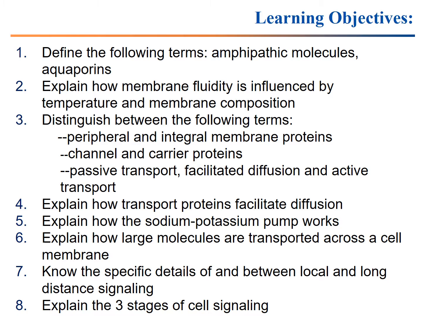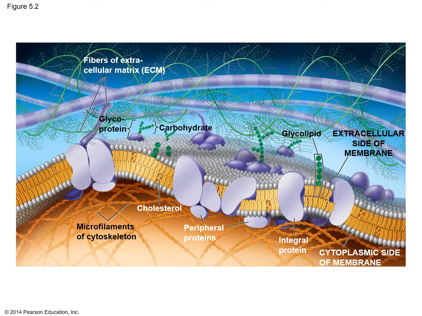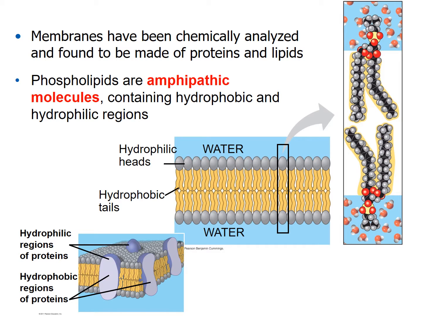Chapter 5 begins by discussing the plasma membrane. These are the learning objectives. Make sure to go through these. Numbers 7 and 8 will not be covered. When we look at the plasma membrane, remember, this is what surrounds every cell.